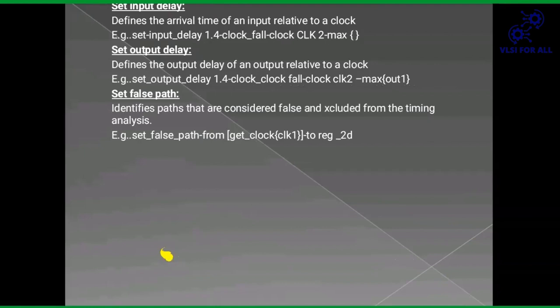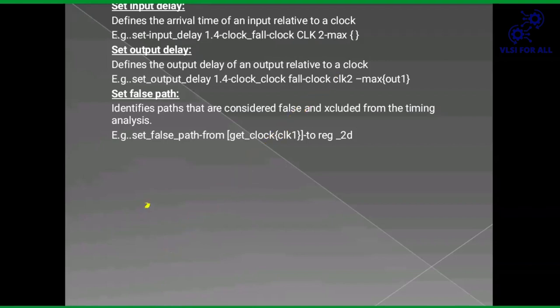So what command is used for set input delay? Set input delay, and with how much time it is getting delayed, for example 1.4, that is your wish. I gave 1.4, then the clock name and falling of clock or rising of clock, you should mention, and give maximum or minimum. Maximum means setup time, minimum means hold time. You should remember always while using a command, if you mention maximum, that indicates setup time. If you mention minimum in the command, that indicates hold time. So here you should note down that point.